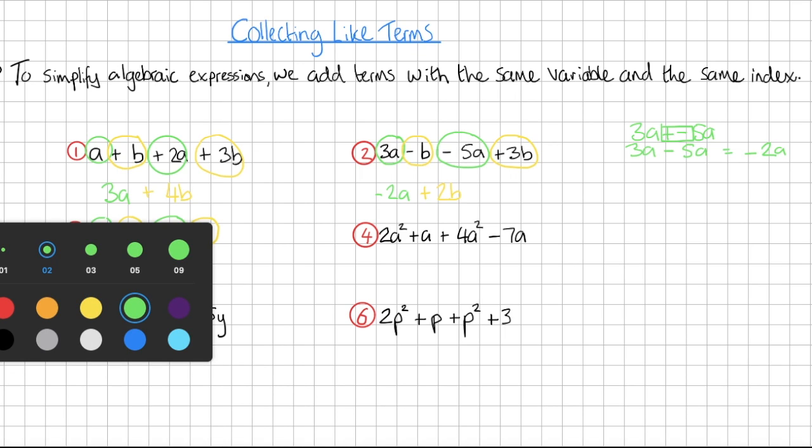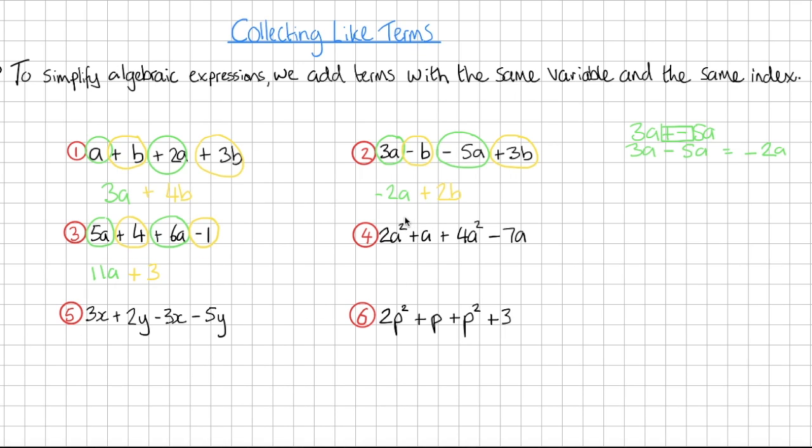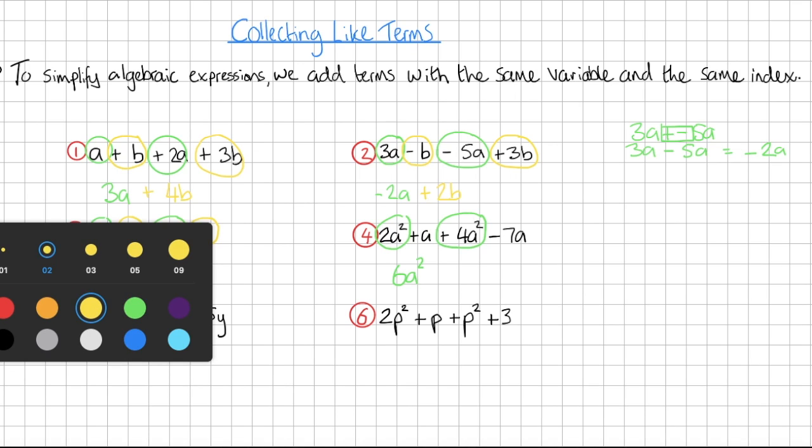In the next question, I've got some terms that have A squared in them. 2A squared plus 4A squared. That's going to give me 6A squared. Those are not like terms with the terms that have A in them. Remember, like terms have the same variable and the same index, the same power. So those I'm going to have to add together, but separately.